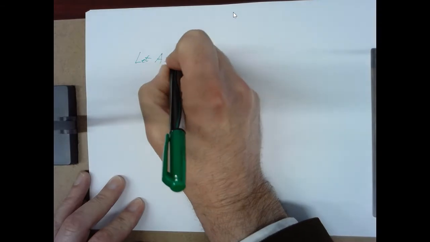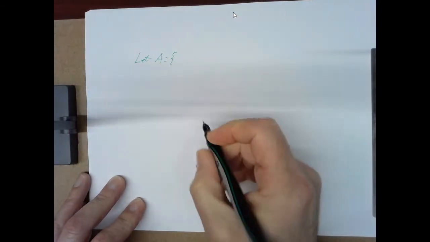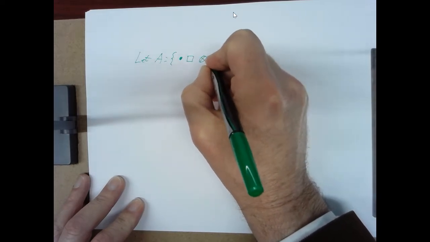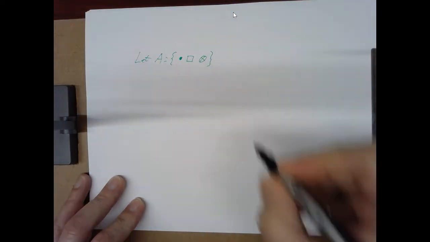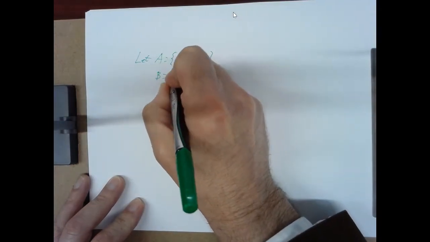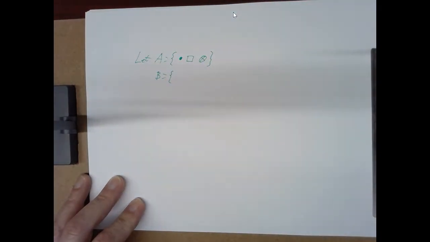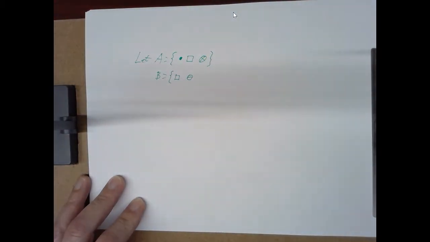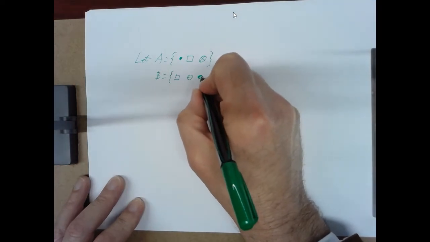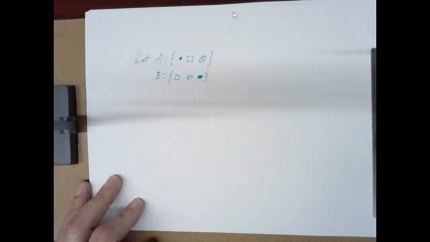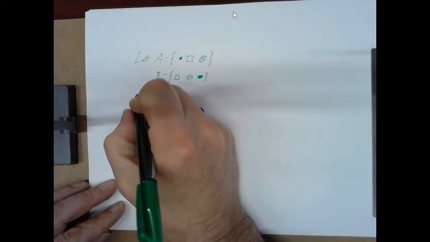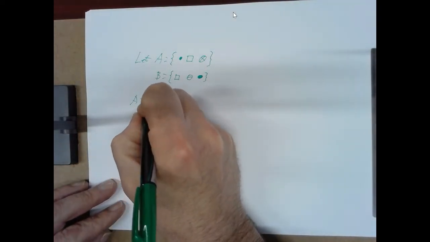So A equals circle, square, and the railroad sign. And B is a square, a sleeping cyclops, and a circle. All right, so what are the cross products? We need those first, even though we did those.